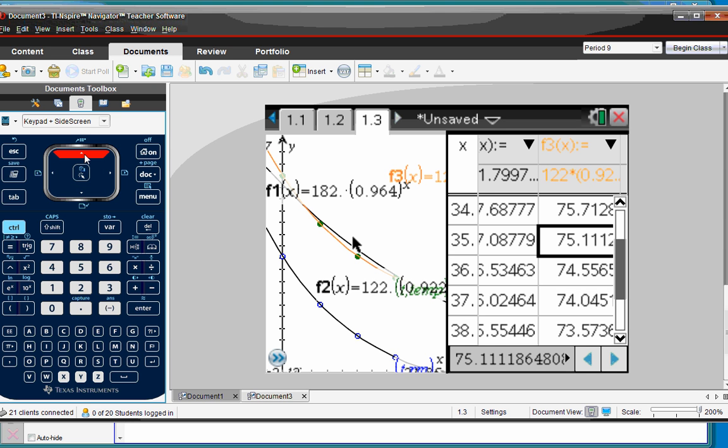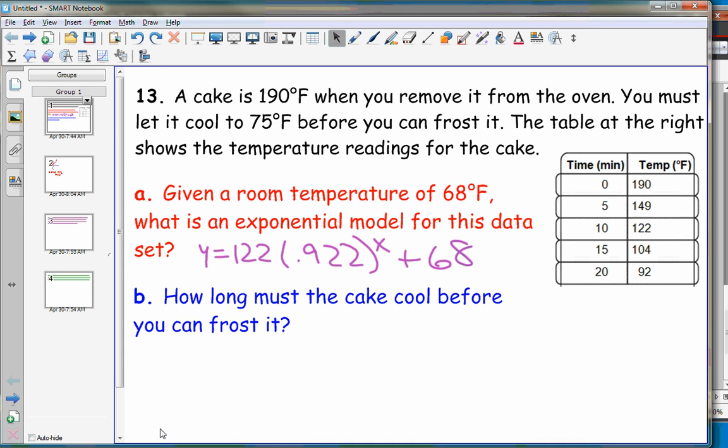It's going to be roundabout in between 34 to 35 minutes. I'm going to say it's going to take about 35 minutes for this cake to cool before I can actually frost it. So when it's coming out of the oven at 190 degrees, it's going to take 35 minutes for it to cool before I can actually frost it. So this is going to be 35 minutes.